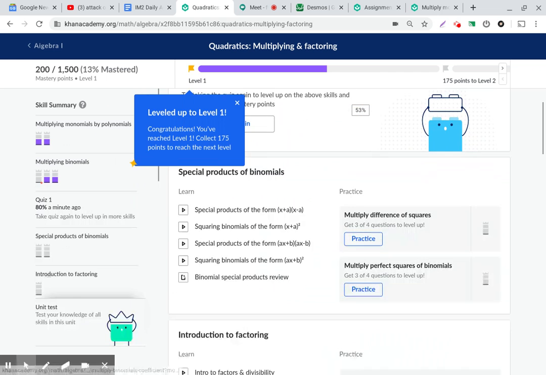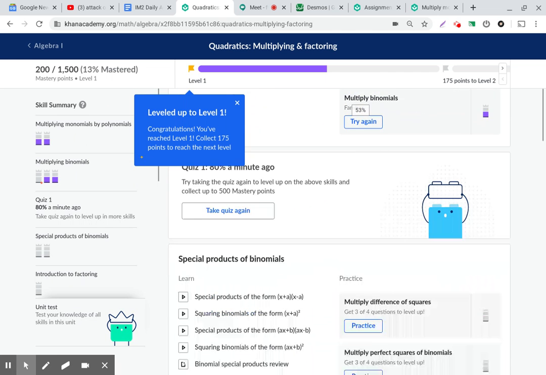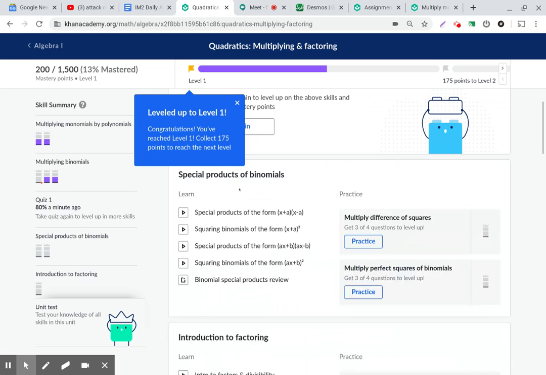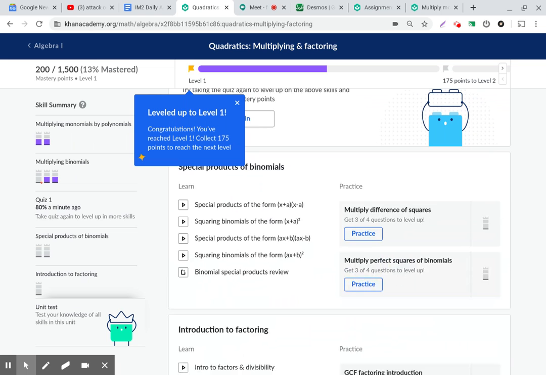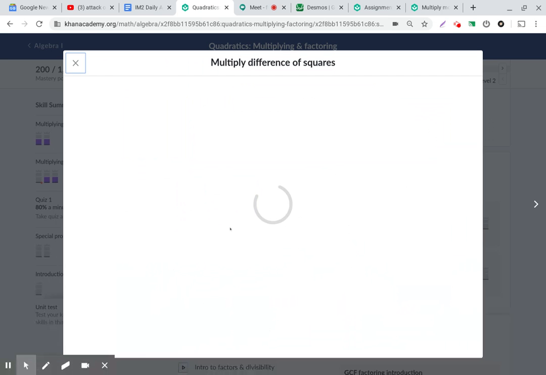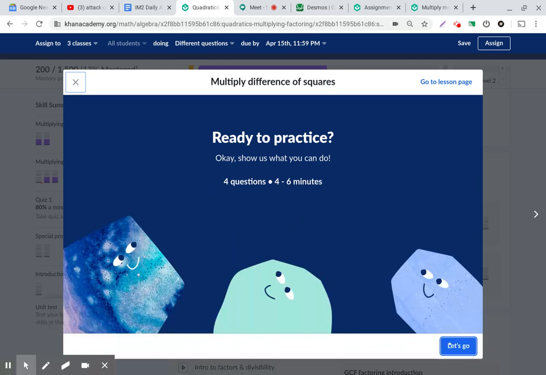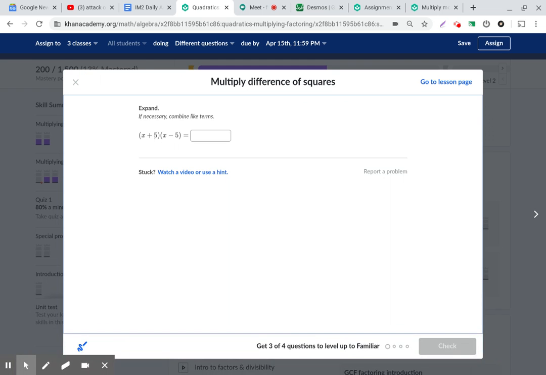Taking a peek at what we're going to be doing tomorrow, we're going to be doing special products. Basically, it's the same thing, but they're special. Let's look at one of these. They have the same numbers. I call them twins. For this one, I have x plus 5 times x minus 5.